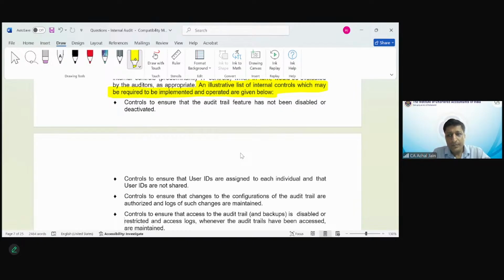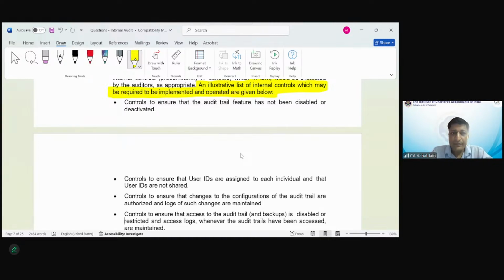And accordingly, the audit trail also should ensure that the audit trail itself should not be deleted. For that also, no one should have access to it. Yes, this kind of very good assurance is to be given by the IT department.